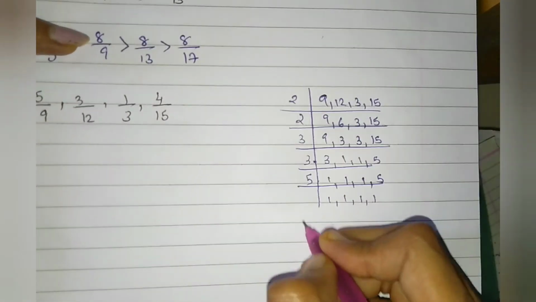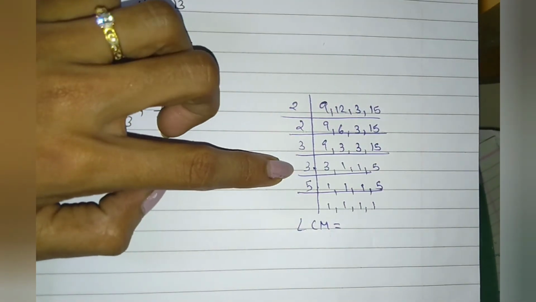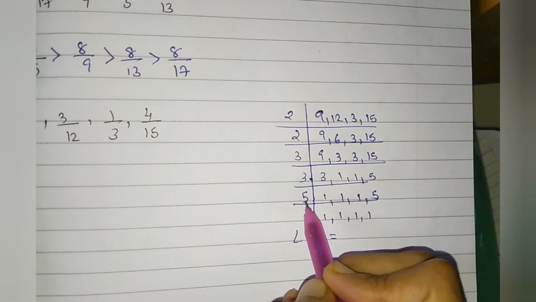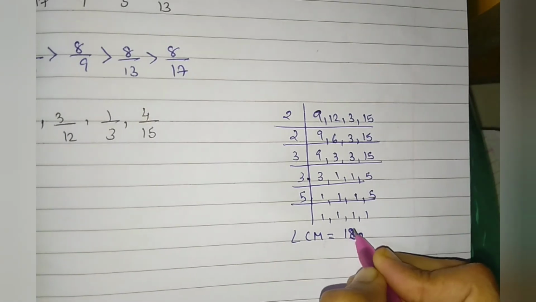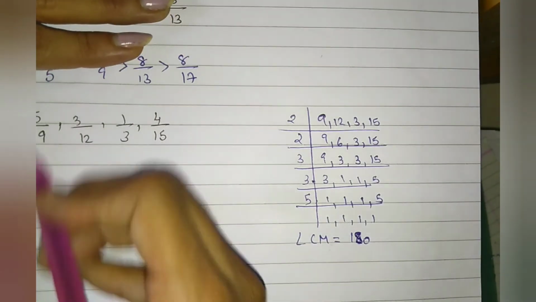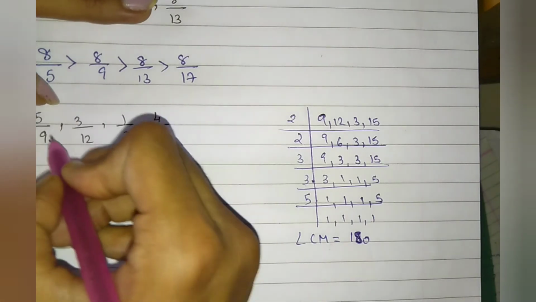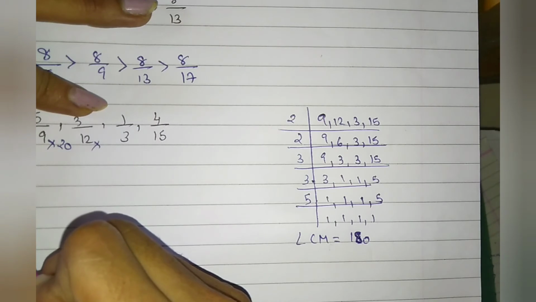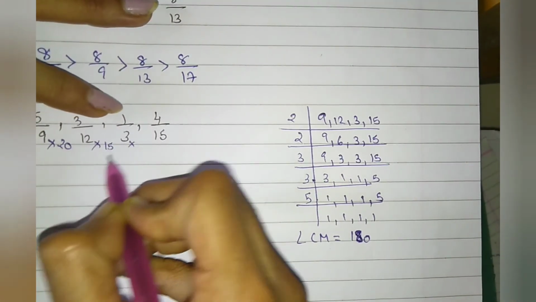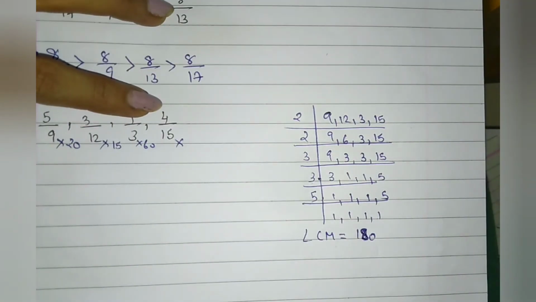So what is the LCM? LCM equals 2 2s are 4, 4 3s are 12, 12 3s are 36, 36 5s are 180. Now the LCM is 180. Then now 9 into what do we have to multiply? 20 to make 180. 12 into 15, 3 into 60, and 15 into 12.